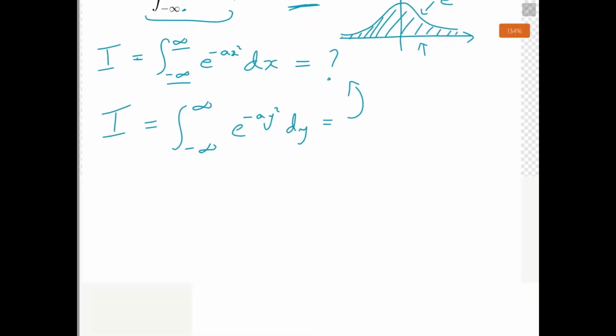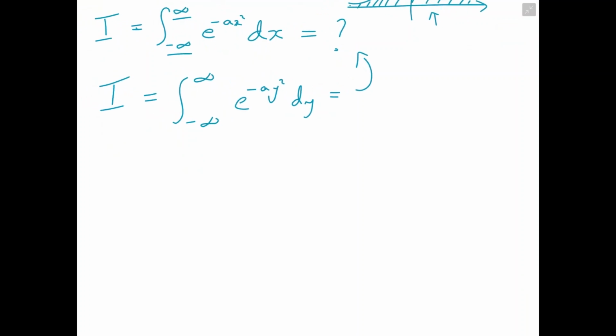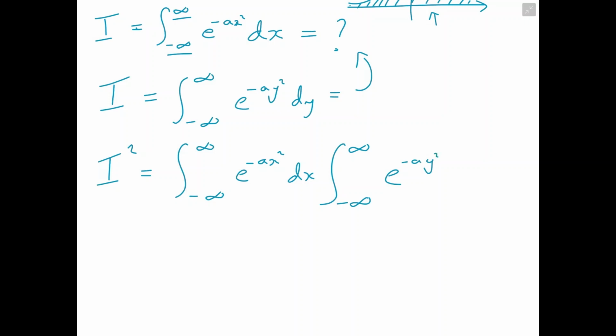So the trick which we're going to try is, let's consider I squared, which is the first integral times by itself. But instead of writing out the same integral again, I'm just going to write it out in terms of y, and we'll see the reason behind that soon. So e to the minus a y squared dy.